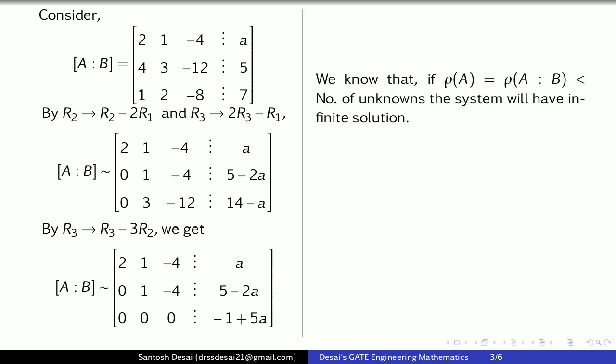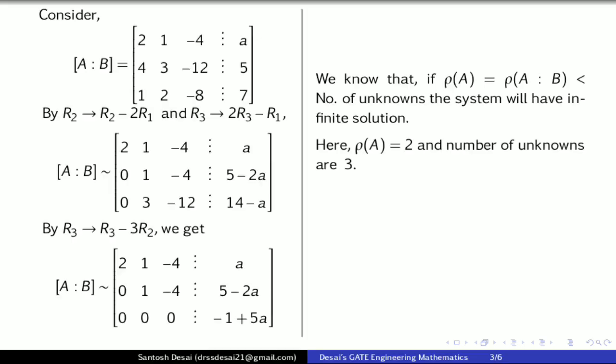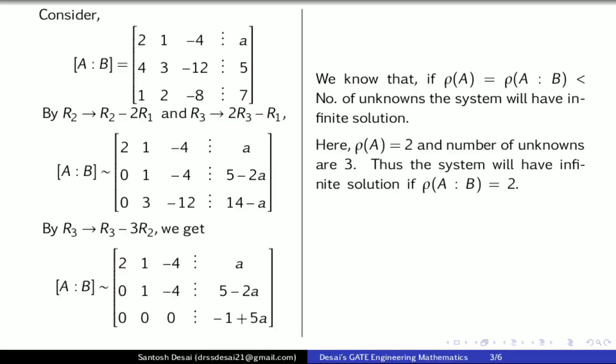Now we know that if rank of A is equal to rank of AB is less than the number of unknowns, the system will have infinite solutions. So here the number of non-zero rows in A is 2, so therefore rank of A is 2 and the number of unknowns is 3.